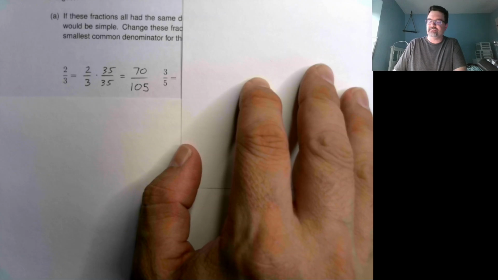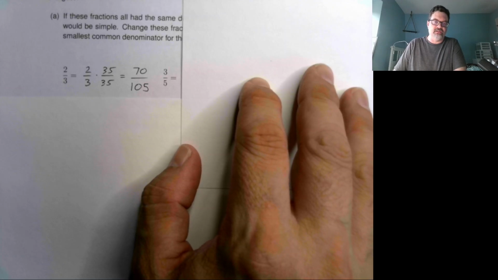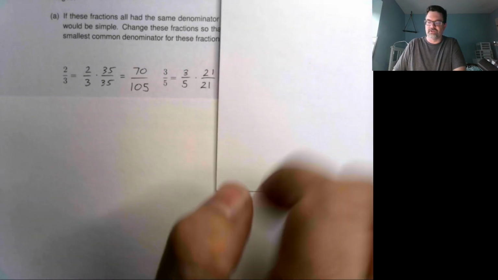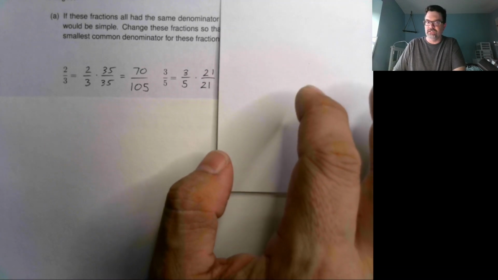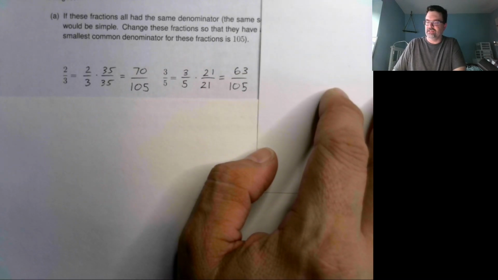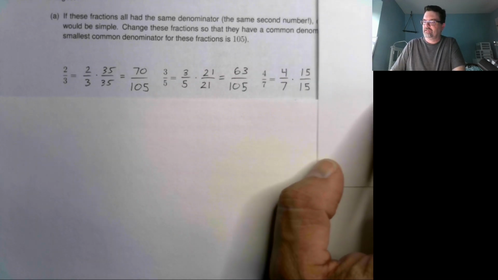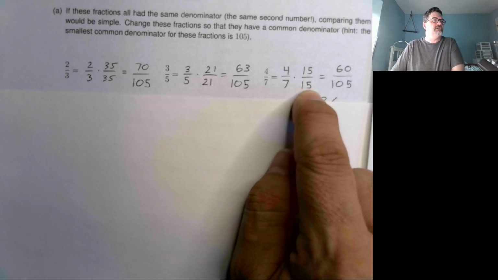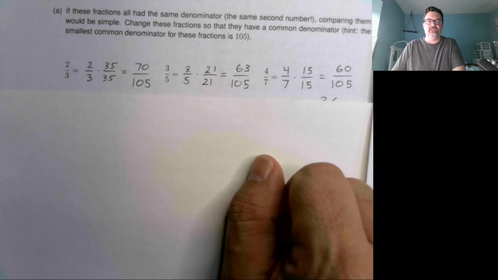For 3/5, what are you going to multiply by, top and bottom, in this case? All right, it's got the 5 on the bottom. It needs a factor of 3 and 7. So in other words, we're going to multiply by 21. That works out to this. And the last one, we've got the 7, so we need a 3 and a 5, which means we're going to multiply by 15, top and bottom, and that gives you this.